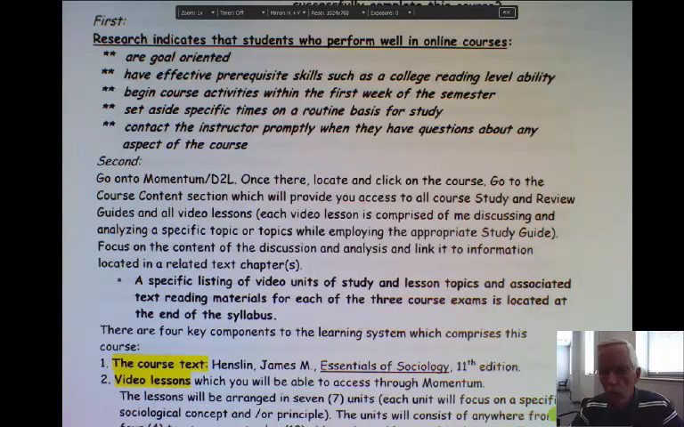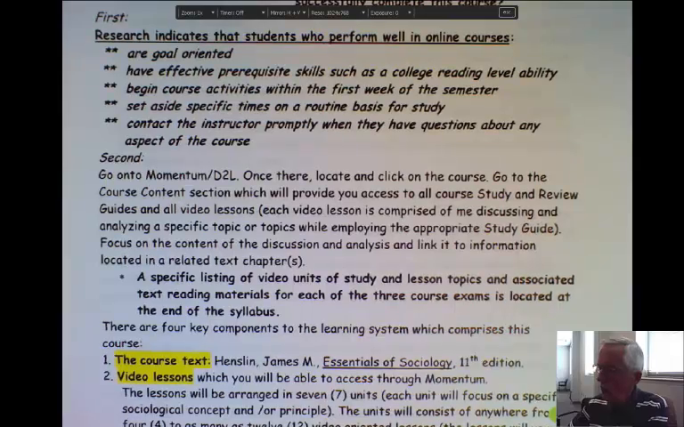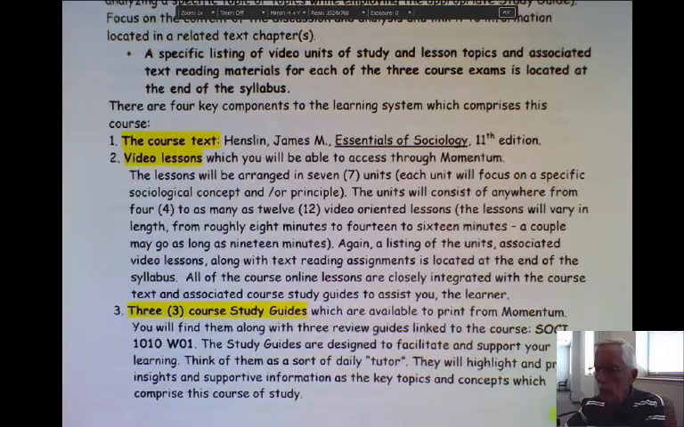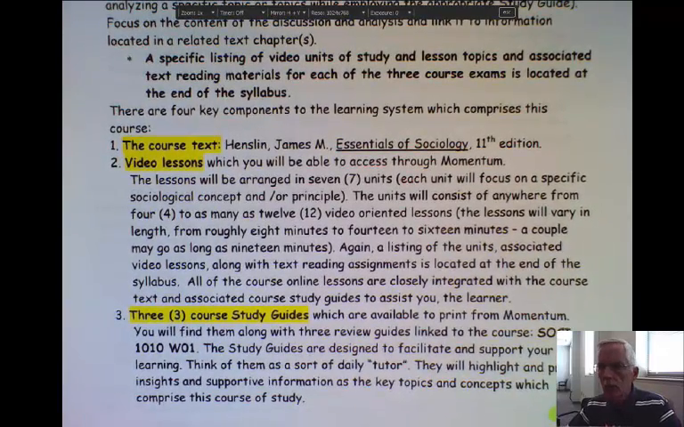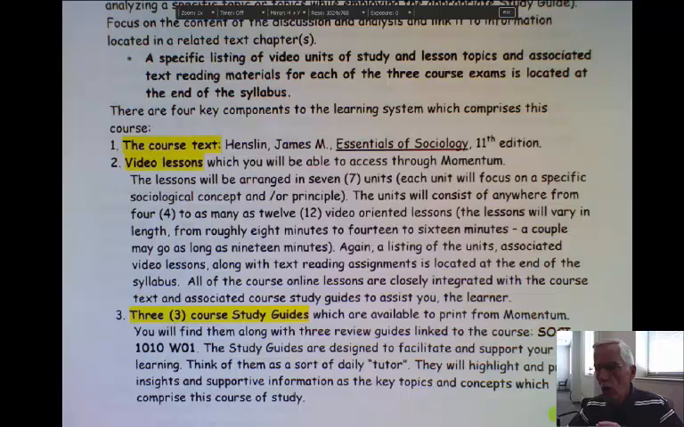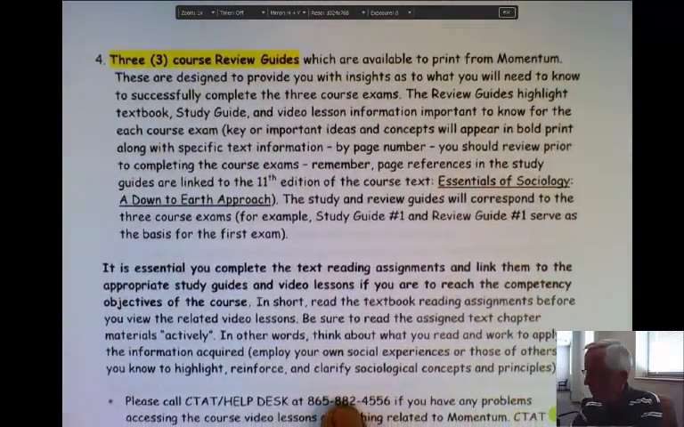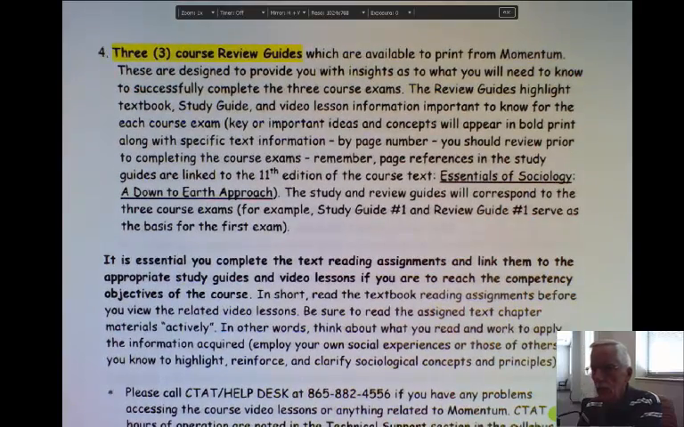Refer to them frequently. On that page, 5, you will note again what more or less makes up the structure of this particular course of study. There is a course text. There are a series of video lessons. There are 3 course study guides. And then over at the top of the next page, this is page 6 in the syllabus, 3 review guides. Now you can access the study guides and the review guides off of Momentum.